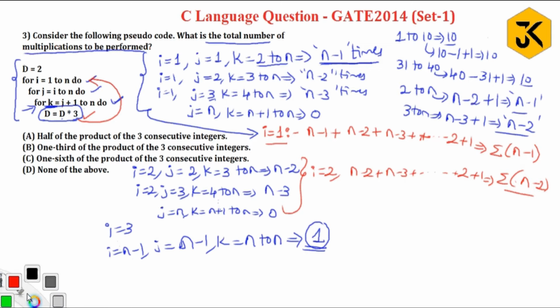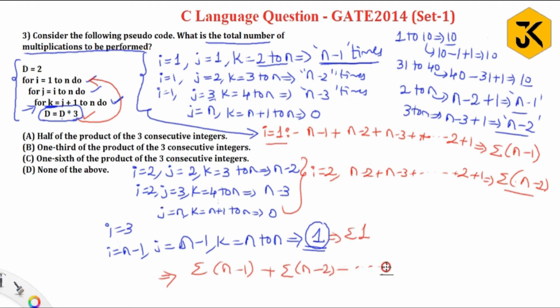So finally, I can write this entire structure like i equal to 1, i equal to 2, i equal to 3, i equal to 4, i equal to n minus 1 and so on. For all these structures, I can write summation 1, right? Yes. Simply I can derive like this: summation of n minus 1 plus summation of n minus 2 plus and so on, summation 2 plus summation 1. I can simply write. Let me rough some space.